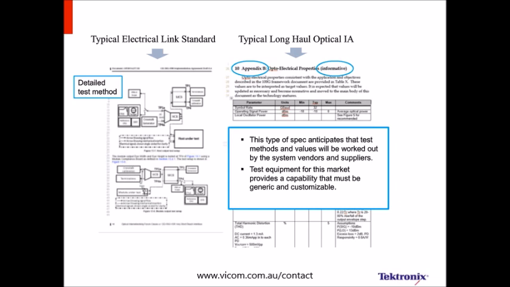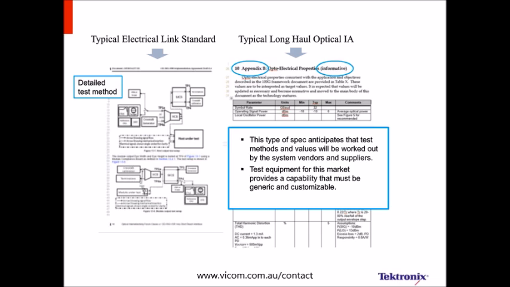So a typical electrical link standard that you would expect people to be compliant to will have terrifically detailed test methods. And so this is going to tell you what type of test equipment to use, how to hook it together, what the settings should be, how to calculate the results. It's really very detailed so that there's no ambiguity about how the test is to be performed. What you see over on the long haul side, and I'm sure most of our audience here is familiar with this, is we don't really typically see that level of detail.